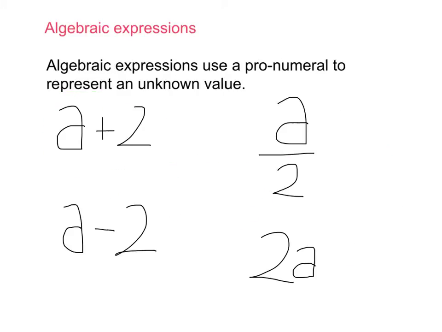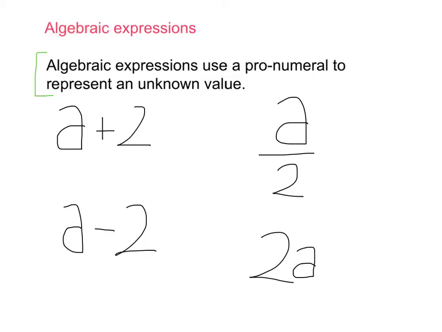Okay guys, so algebraic expressions, by the same kind of token, look really similar to those numerical expressions, except they use a pronumeral to represent a circumstance where we don't know what the value is, or an unknown value. So I need you to write this little definition, guys, into your book. So where you've got that heading, algebraic expressions, I need you to write that definition in. And I'd like you to do these examples, okay? I'd like you to draw these examples underneath that definition.